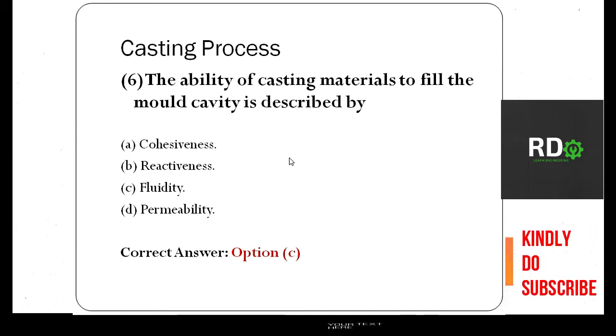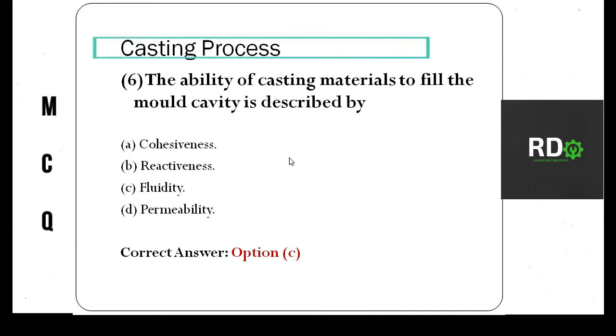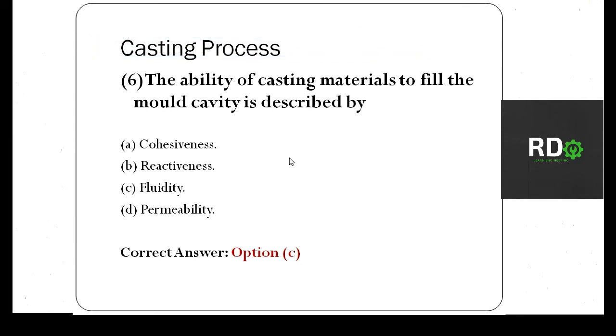Option D, permeability is related with the air holes in the casting material. Okay, reactiveness is the reaction of the molten material and the casting material. Okay, and the cohesiveness and adhesiveness you know regarding the fluid. So the option C is the correct.